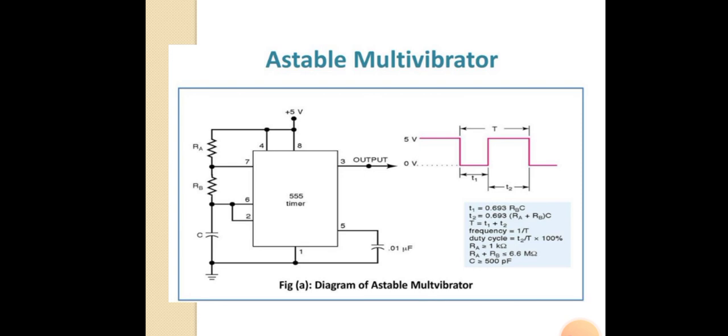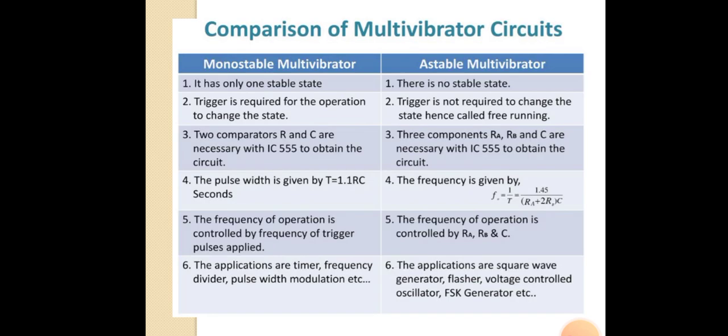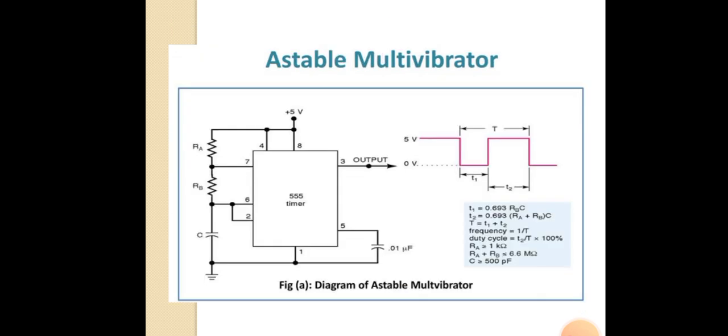The circuit has no stable state. The circuit changes its state alternately. Hence, the operation is also called a free running oscillator. That is, the astable multivibrator is also called the free running multivibrator. The output waveform of the astable multivibrator is shown in the figure, that is a square waveform.